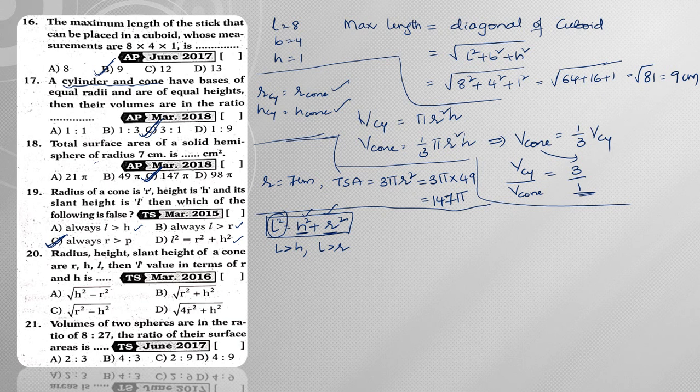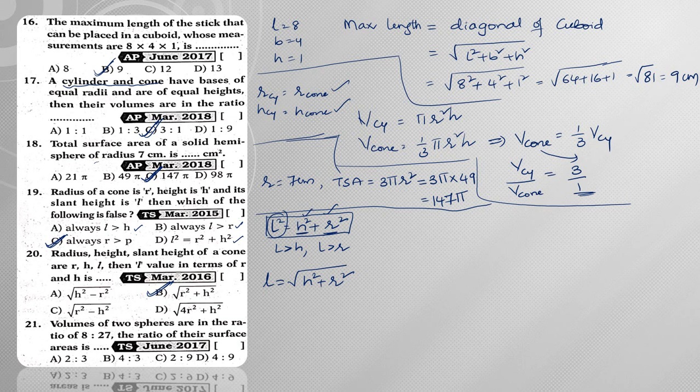Next, the radius, height, and slant height of a cone are r, h and l respectively. Then find l in terms of r and h. Already we know l square is equal to h square plus r square. So hence the answer is l is equal to root over r square plus h square.